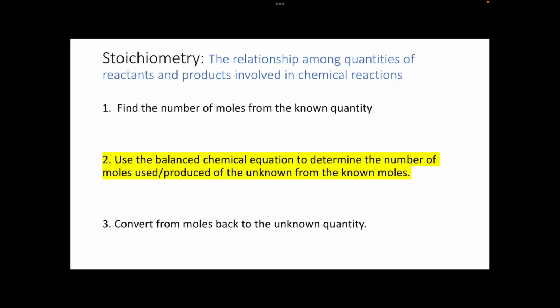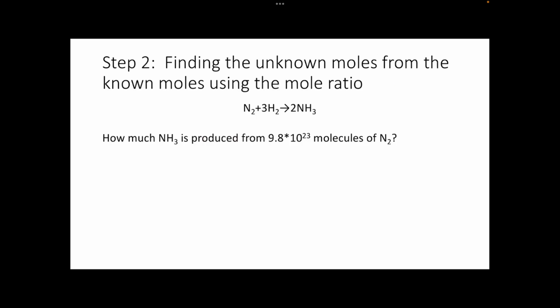Okay. So stoichiometry, we are now going to start with step 2. In the last video, we talked about how to determine the number of moles from the known quantity. Now we are at step 2, where we're going to go from our known to our unknown quantity. And to do that, we are going to use our mole ratio. So let's go ahead and do some examples. These are the same examples from the first video. Now we're just going to be progressing one more step.